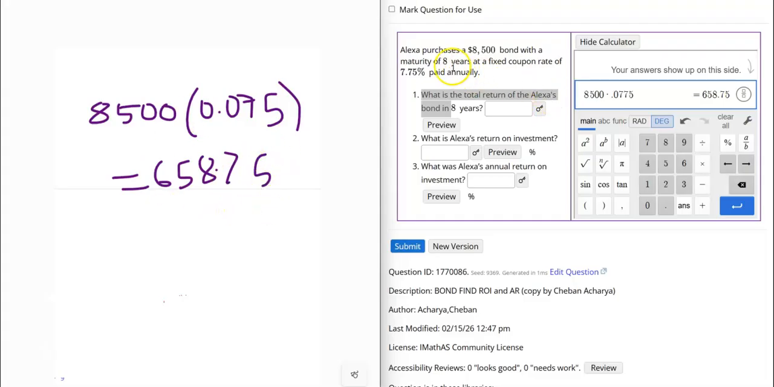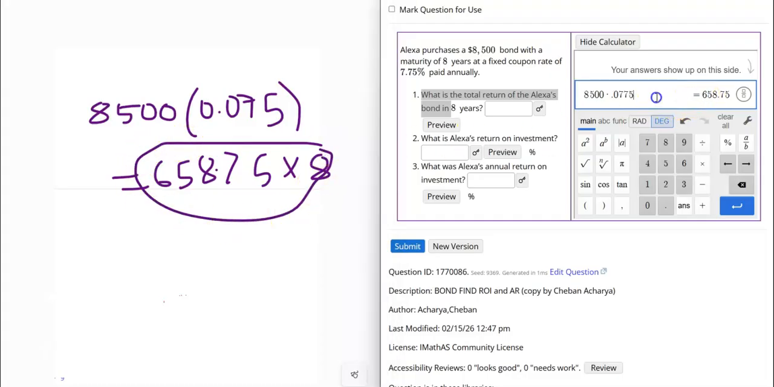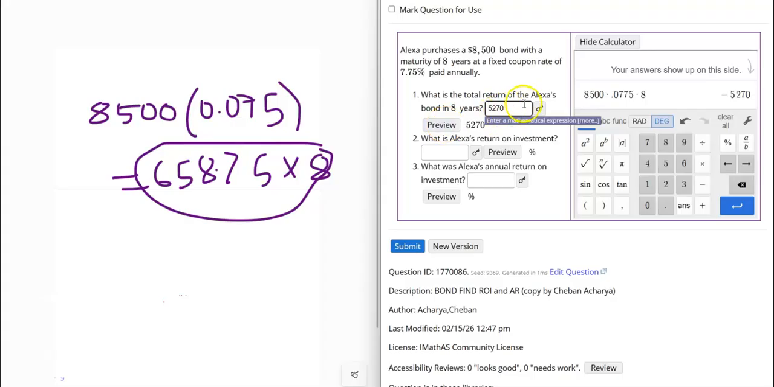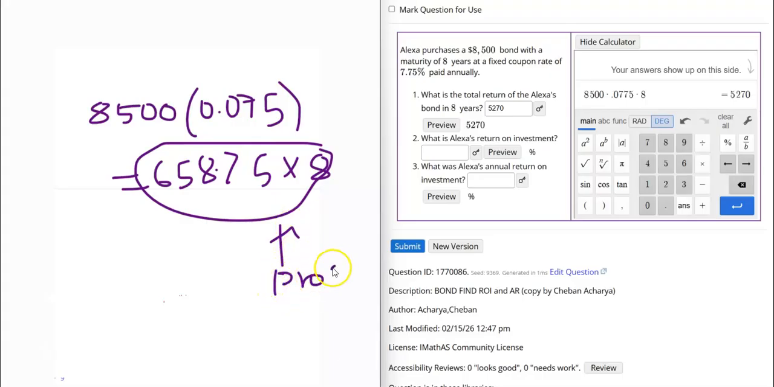She purchased the bond for 8 years, so that's going to be multiplied by 8. That's what she's going to get in return. You can do it separately or just multiply by 8 directly. So you get 5270. That's the return. I should say it's called profit. You can call it profit as well if you like. It's the profit on the bond.